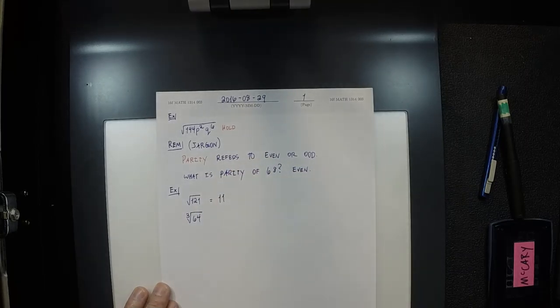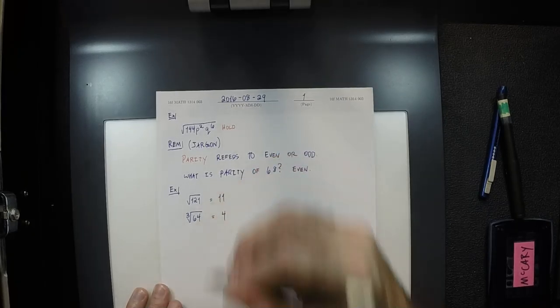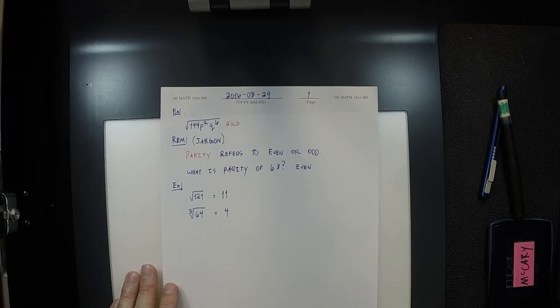How about the cube root of 64? The answer is 4. This is something that it's in your interest to just memorize. You should know the cubes of all integers 1 to 5, say. So you should know 1 cubed, 2 cubed, 3 cubed, 4 cubed, and 5 cubed.